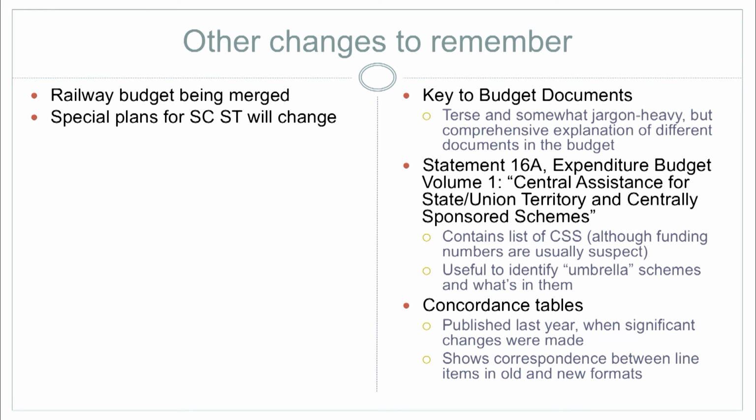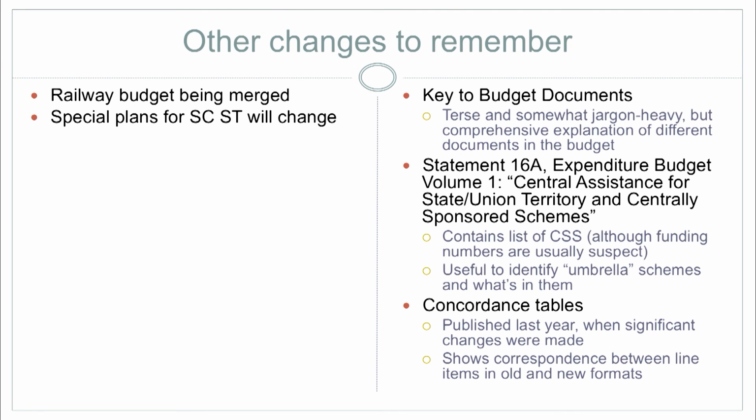Here are also some budget documents to help you keep track of these changes. The key to the budget documents presents a terse and somewhat jargon-heavy but a comprehensive explanation of all the different documents in the budget. Secondly, Statement 16A in the Expenditure Budget Volume 1 is entitled Central Assistance for State and Centrally Sponsored Schemes. This statement contains a list of centrally sponsored schemes and is useful to identify the so-called umbrella schemes and the different schemes which comprise them. Although the funding numbers in this document are usually not very reliable, it is still useful to identify the schemes being administered by the union government.